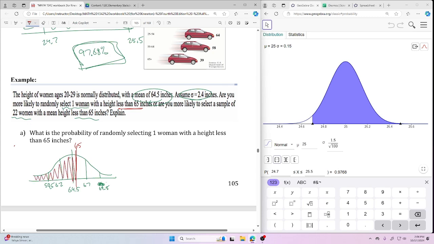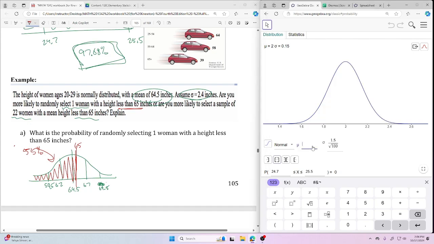If you're looking at just one person, just give me a rough number. What do you think? 55%. I love it. It definitely looks about like that. But what about 22 women? Now we're going to change some numbers. We're going to look at what it looks like, but here we go. Let's do it together.